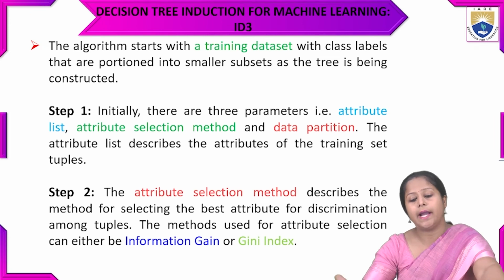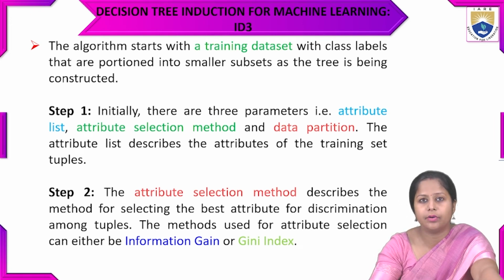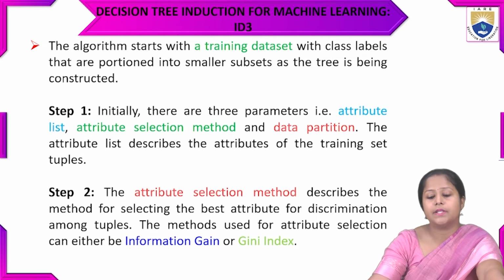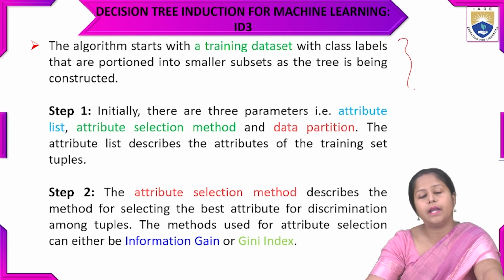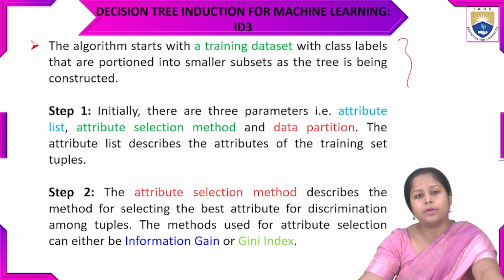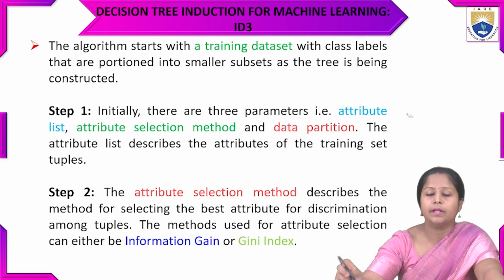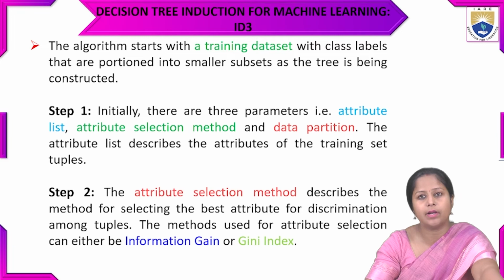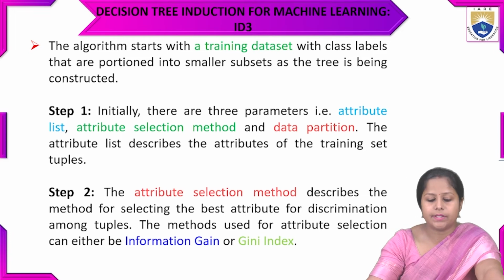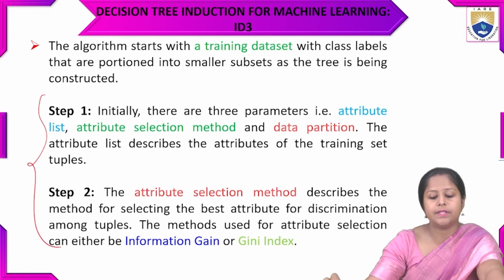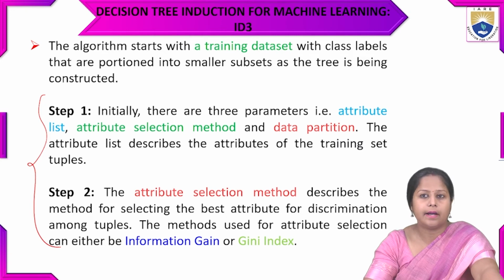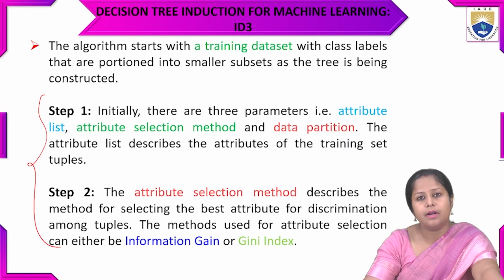Here we are taking the ID3 algorithm as an example. This algorithm starts with a training data set, and with its help we construct the decision tree. The training data set with class labels is partitioned into smaller subsets as the tree is constructed. First there will be some steps to do that. The first step is that initially there are 3 parameters, and on the basis of these parameters, we are going to divide the branches.